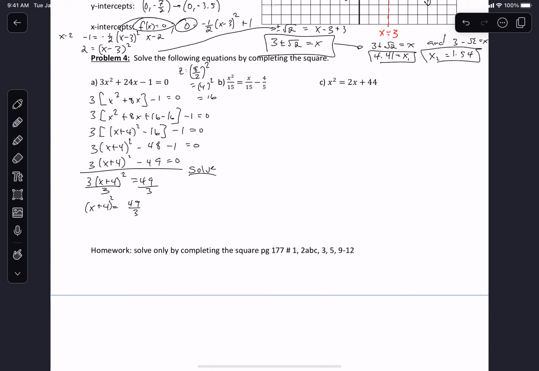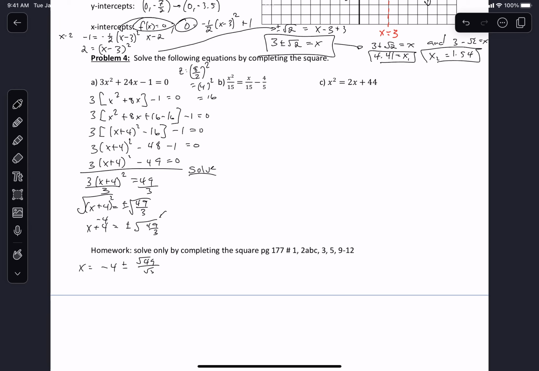And then if I square root both sides, sorry, I got a little ahead of myself. If I square root both sides, I'm going to have to write the plus minus, because there's 2 answers, 2 x-intercepts. And so I get x plus 4 is equal to plus minus the square root of 49 over 3. The square root can be applied to the numerator and denominator separately. I'm going to take 4 away, moving the 4 over. I get x is equal to negative 4 plus or minus root 49 over root 3.